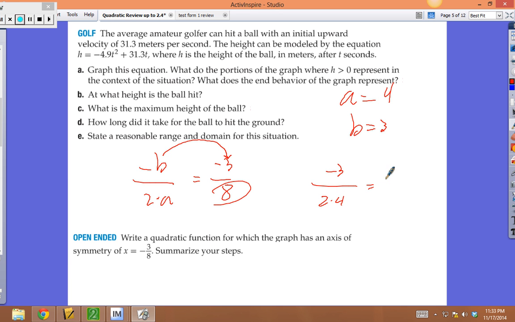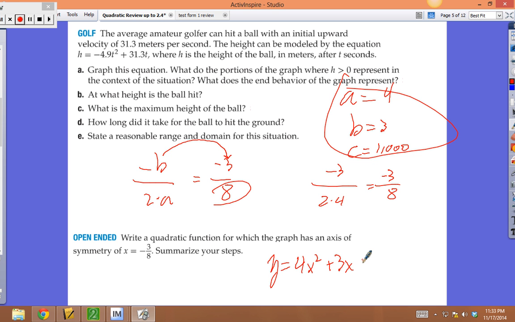That's it. So easy, easy, easy. A is 4, b is 3. C can be whatever you want. C can be 1,000. If you've got your a, b, and c, you can write an equation simply. Y equals 4x squared plus 3x plus 1,000. There's an equation that will give you a line of symmetry at -3/8.